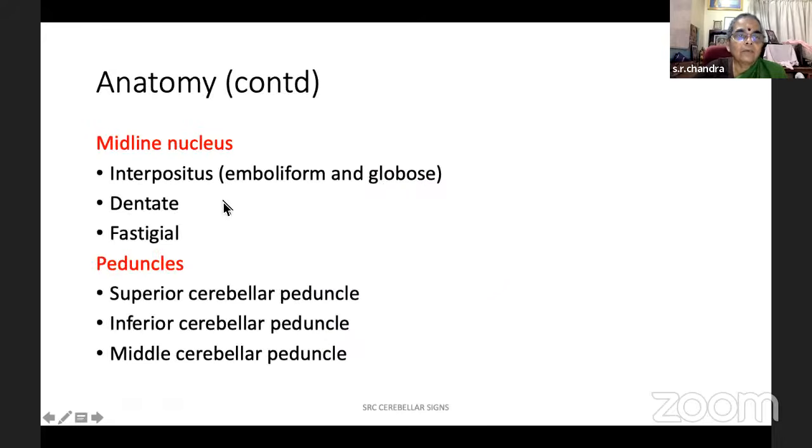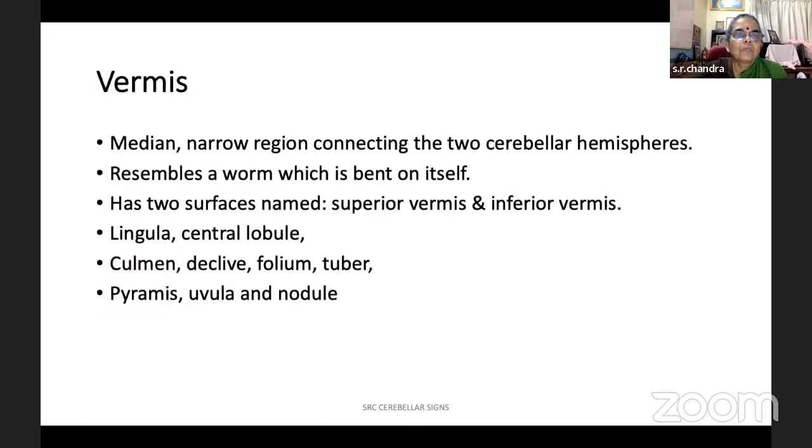So as I said, each nucleus is linked to one lobe: fastigius, emboliformis, globosus. Dentate is in the neocerebellum, fastigial in the archicerebellum. And it has peduncles, as all of us know: the superior cerebellar peduncle, the inferior cerebellar peduncle, and the middle cerebellar peduncle. And the median vermis has so many lobes which I just described.